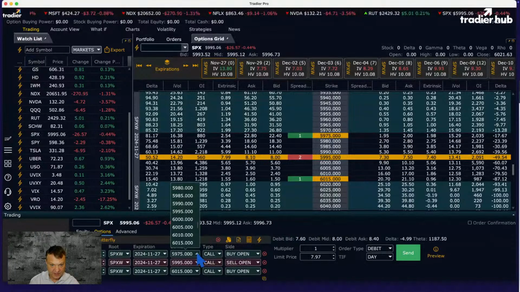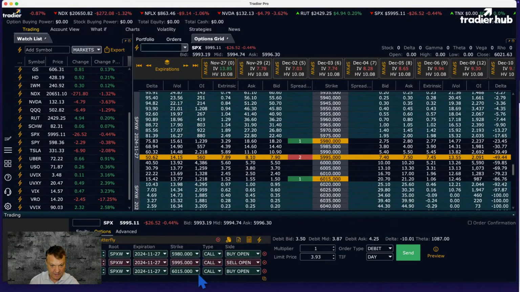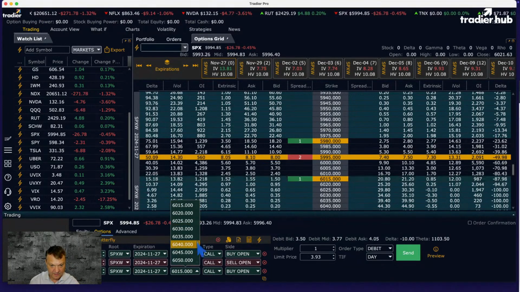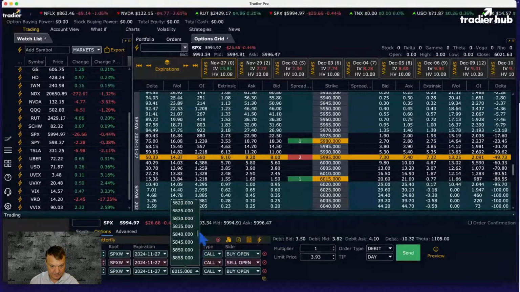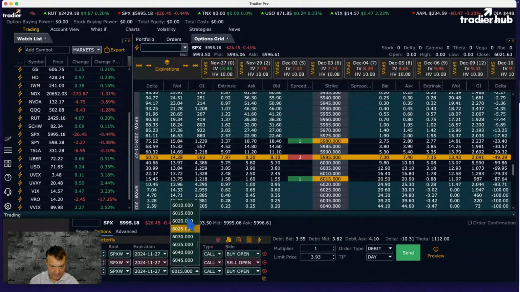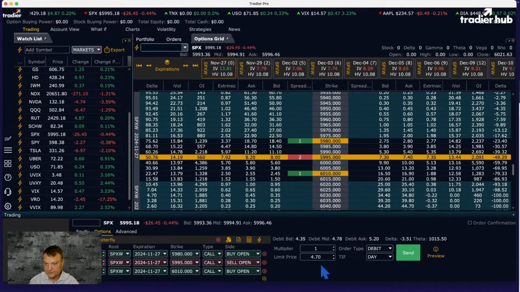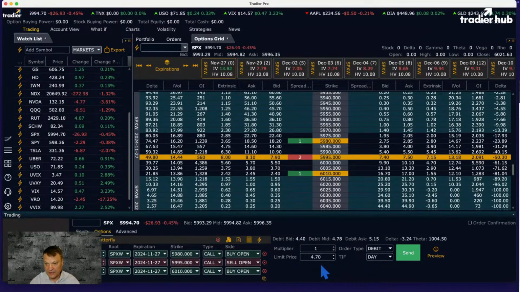So 59.75, 59.80. And this would be 10. Yeah, that's not bad. All right, so you could do a couple of these. You're not quite within the one standard deviation move.